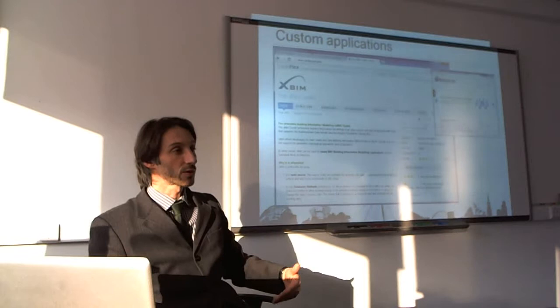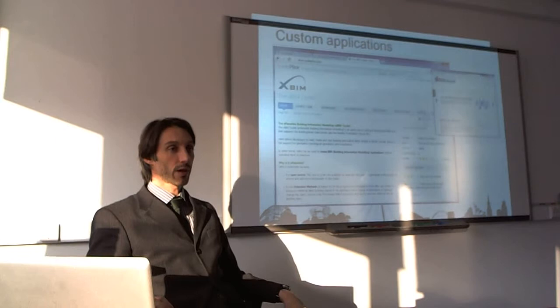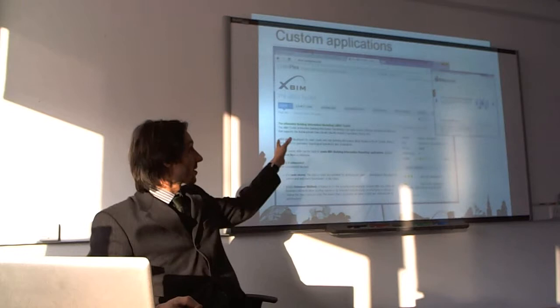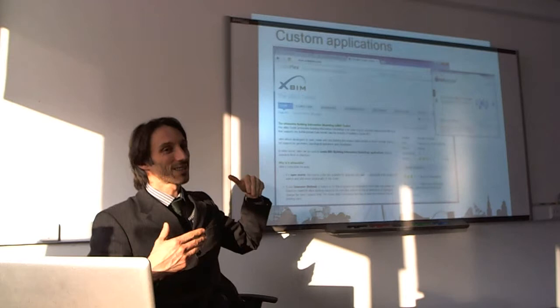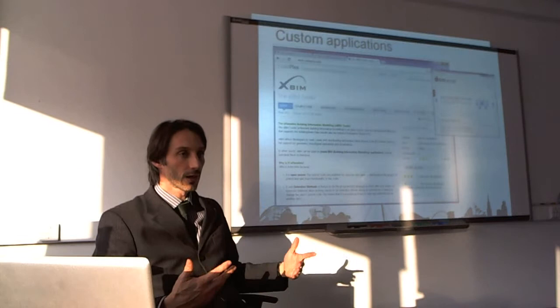So if you want to write a new software that works with C#, which is a programming language, you will select XBIM. If you want to write a software using Java, you'll probably have to use BIM Server. There are some compatibility issues.